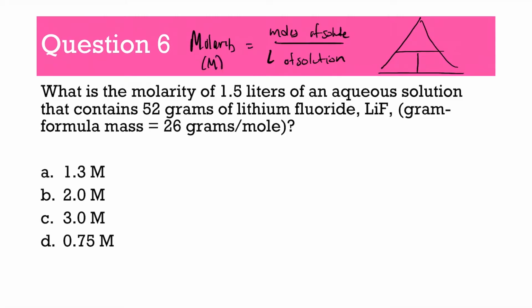You can also use the molarity triangle. Molarity is big M, moles of solute is n, lowercase n, and liters of solution is L. So that's the molarity triangle. Whenever you have a formula, your first step should be to list out what you know and what you don't know. So we have n, we have M, we have L. What is the molarity? We're looking for capital M of 1.5 liters that contain 52 grams of LiF.